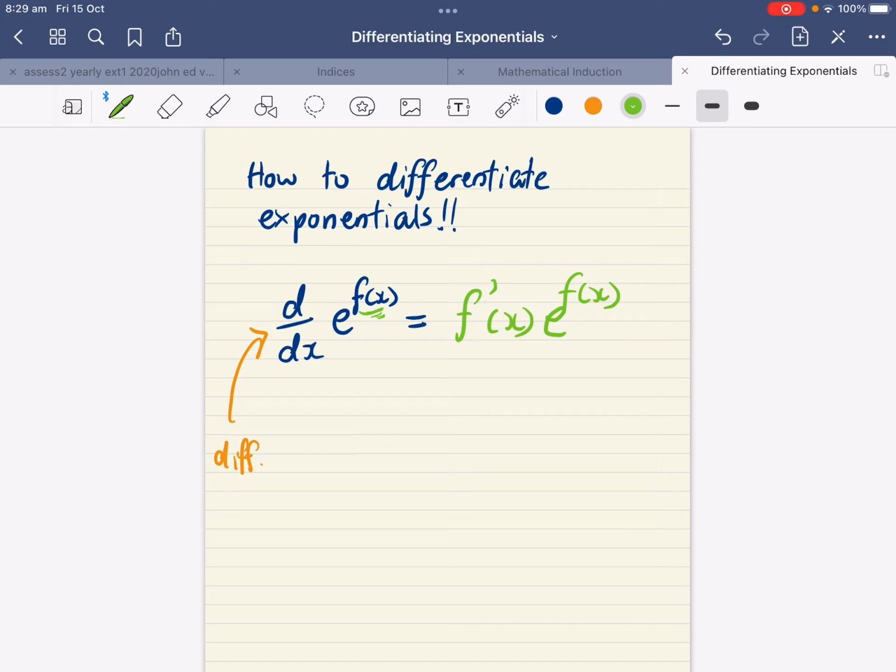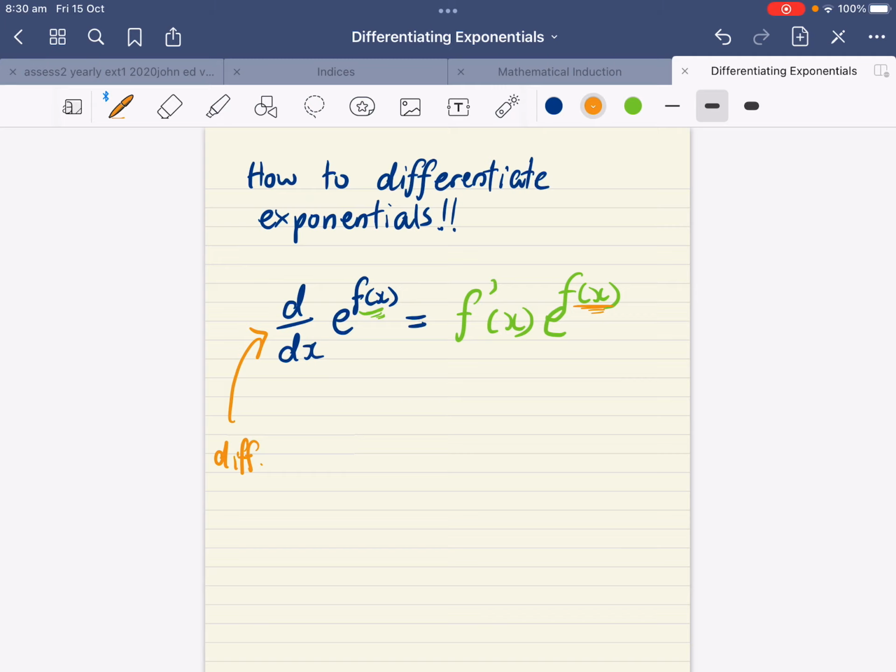So to differentiate an exponential, just take the function, differentiate it, stick the differentiated part down the front, and then the exponential remains completely unchanged, with the completely unchanged original function up there in the top.